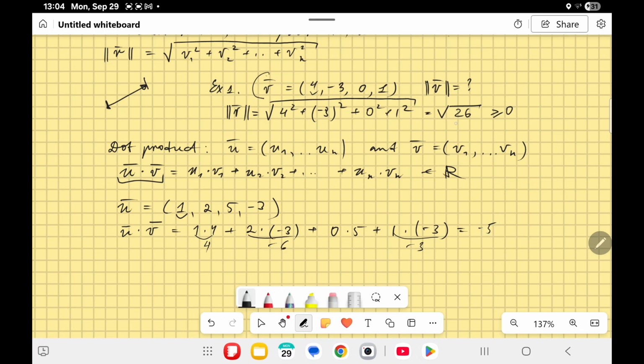Dot product, in a difference with the norm: the norm is always positive. The dot product can be positive or negative. It can be equal to 0 as well. Okay.